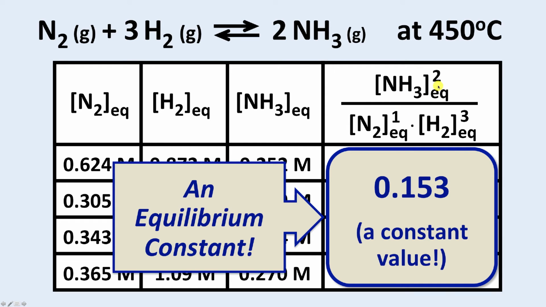And interestingly enough, if you look at this, you'll note that the exponent for the ammonia is the same as its coefficient, as is the case for nitrogen and hydrogen. The exponent and coefficient for each substance are the same.